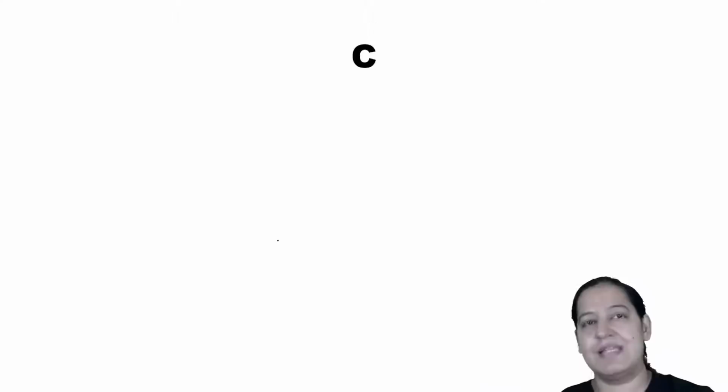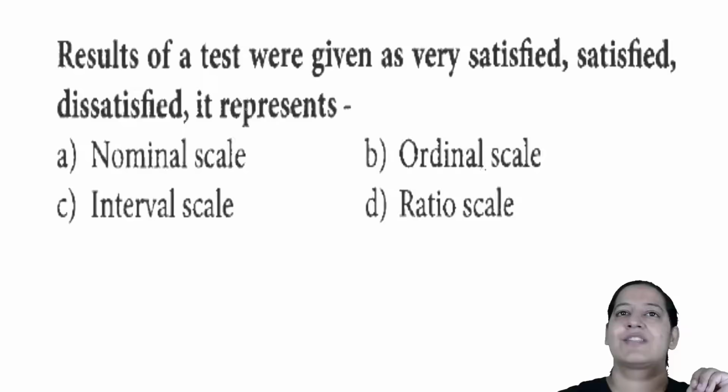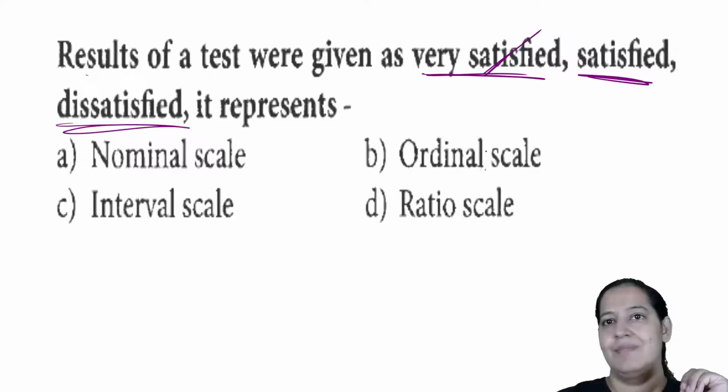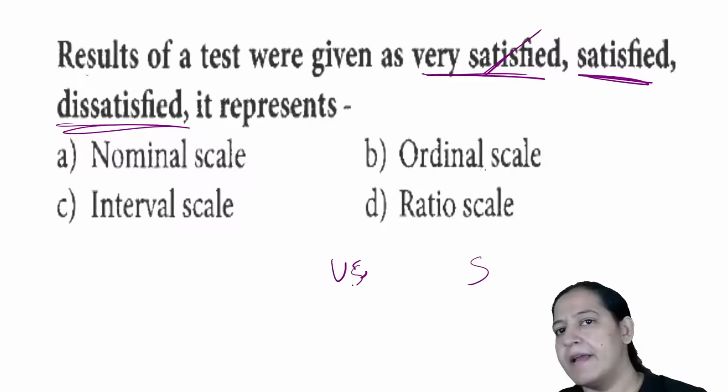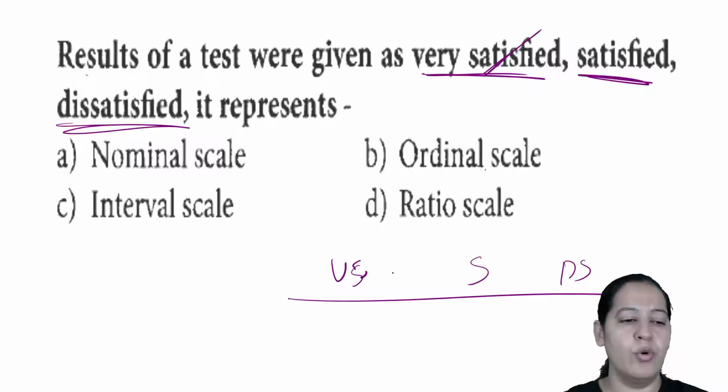Should I proceed ahead? This is the next question in front of you. Results were given as very satisfied, satisfied, and dissatisfied. Which type of scale is it? Again, the same question with a different example. Again, I am giving you a grading: very satisfied, satisfied, and dissatisfied. So again, a ranking is there, order is there. Now tell me the answer. I have already told you the answer. Your four options are in front of you: nominal, ordinal, interval, and ratio.